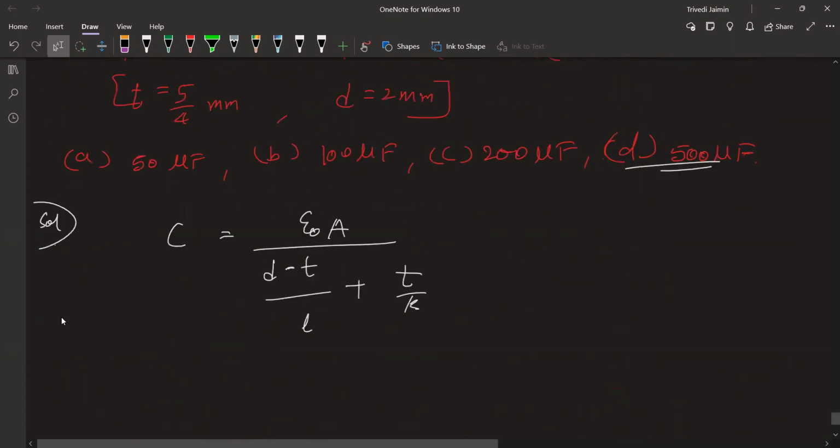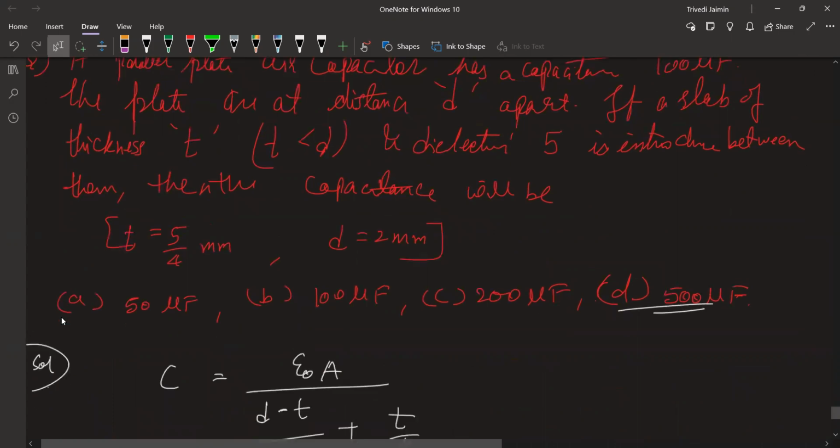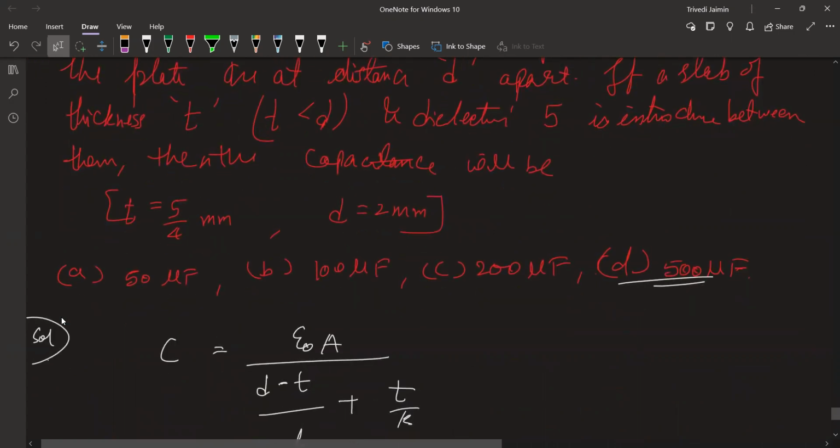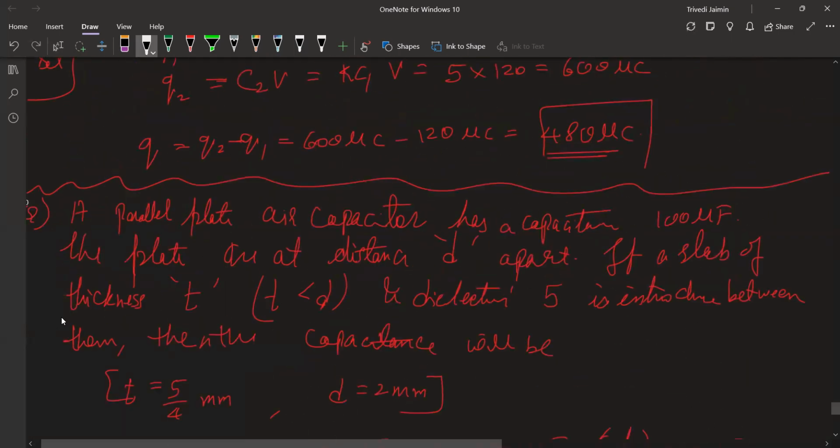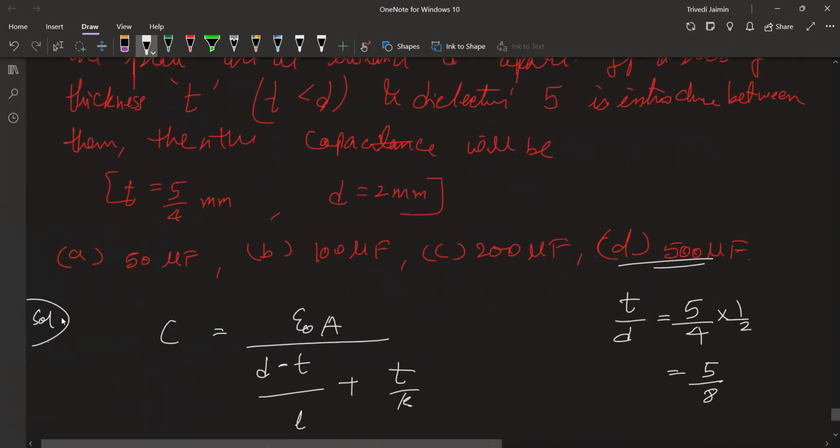Now, what are things given? T by this one. If I do this, 5 by 4 mm into 1 by 2, 5 by 8 T by D, and C will be given as 100.